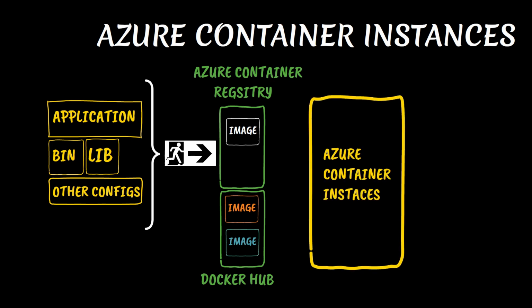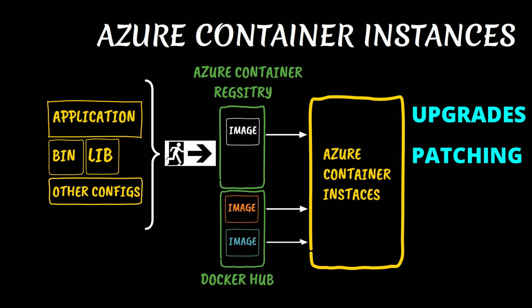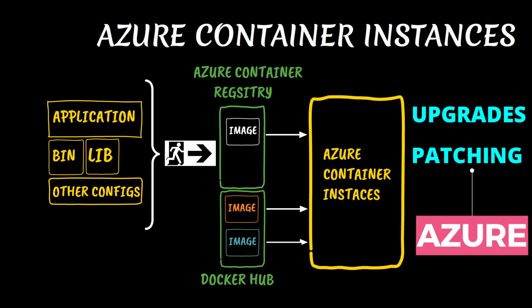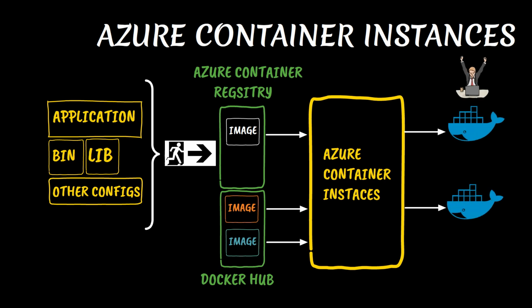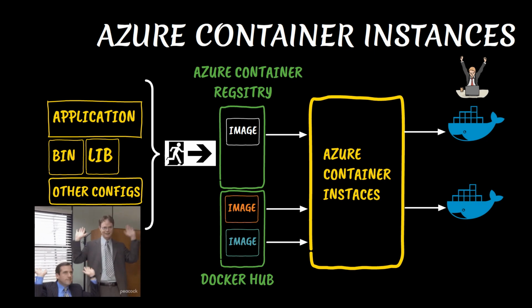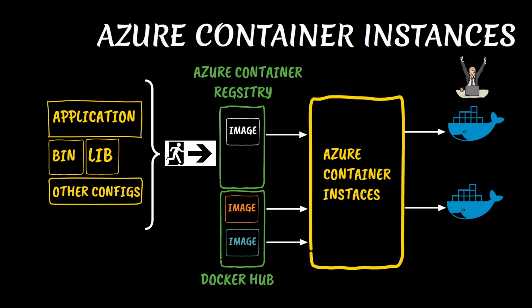Then using the Azure portal, you deploy these images from the repository to Azure Container Instances, which is a platform as a service. That means all the admin work such as upgrading, patching, and infrastructure management will be done by Azure for you, and you just have to worry about your code and containers. Azure Container Instances allow you to upload your containers, and then the service will run the containers for you without you worrying about the underlying infrastructure.